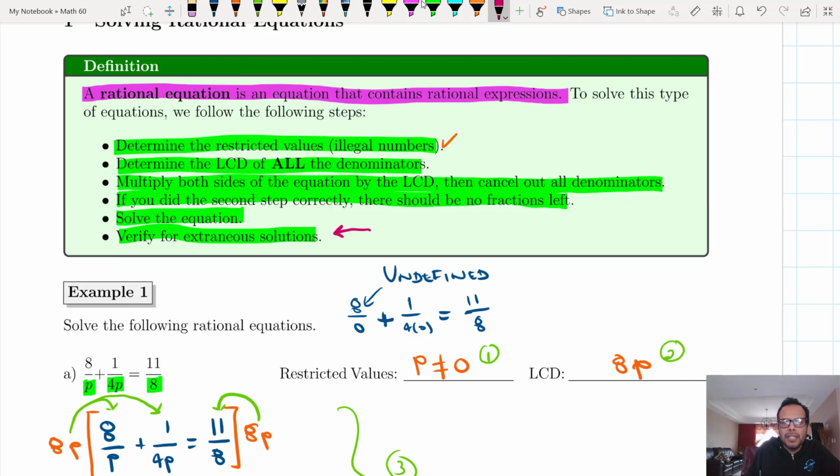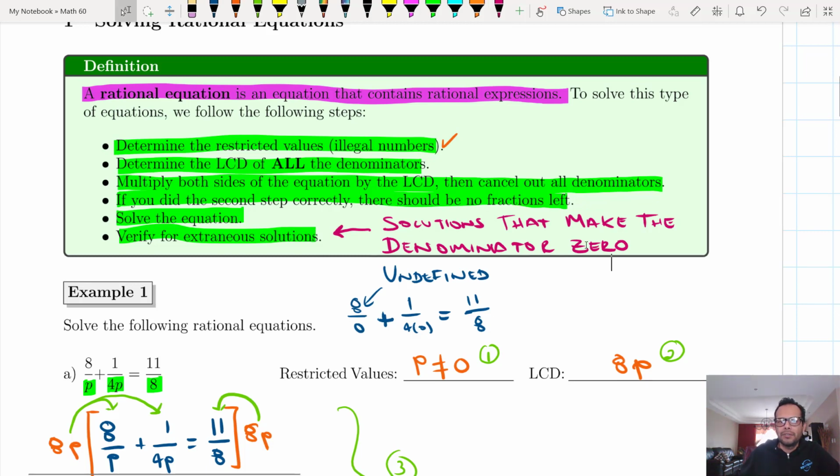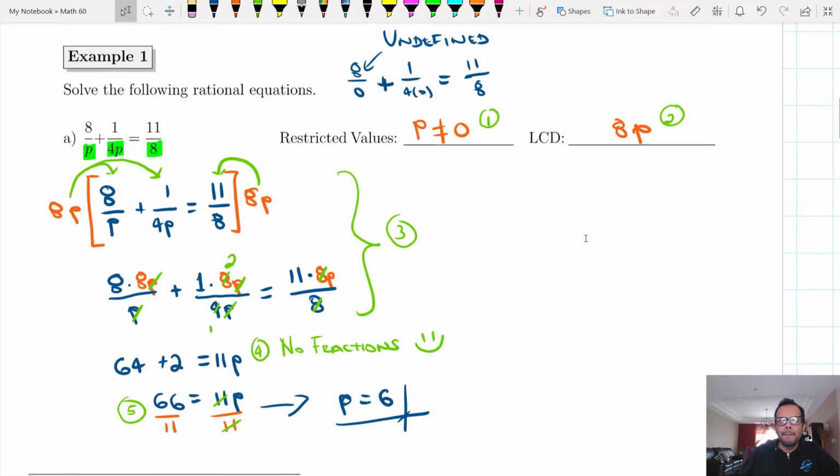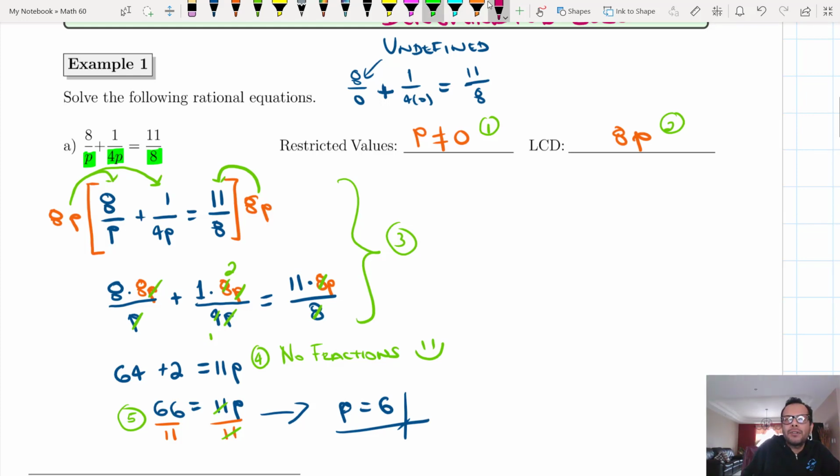Let's write down a note here. Solutions that make the denominator 0. How do we know those values that make the denominator 0? Let's compare our solutions. Compare this p not equal to 0 with p equals 6.